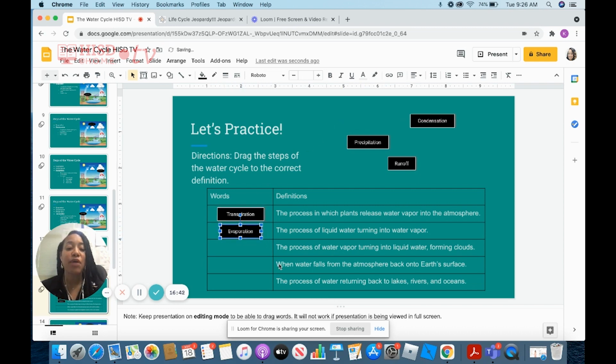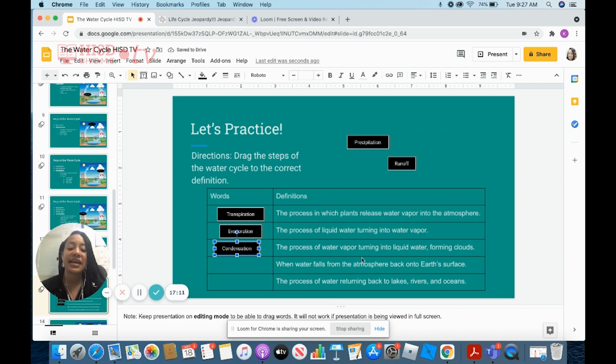The next one states the process of water vapor turning into liquid water forming in the clouds. So do you see any key words that help us out? Yes, a key word would be clouds. But another key part of this statement is the fact that it's going from a gas to a liquid. So are we talking about precipitation, runoff, or condensation? Yes, condensation occurs in the clouds and is when water is changed from a gas back into a liquid.